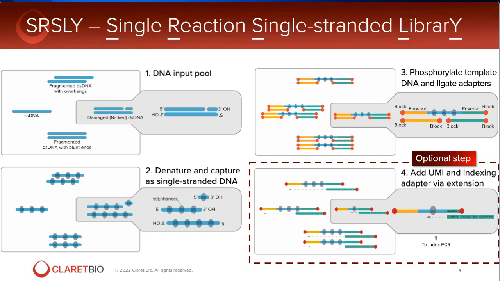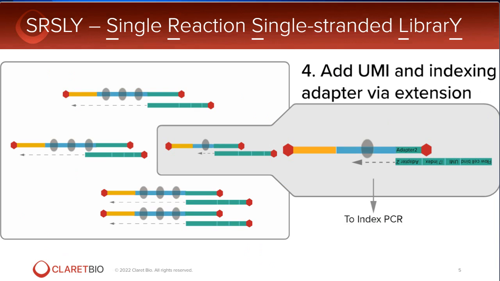Because this is what we performed in this experiment, I'm going to go over this step in a little bit of a bigger slide on this next step because it is easier to see. So the way we add our unique molecular indexes to SRSLY libraries is through single primer extension steps that happen after ligation. So after adapter ligation, the splint portions of adapters are melted away so that you just, again, have a single-stranded molecule.